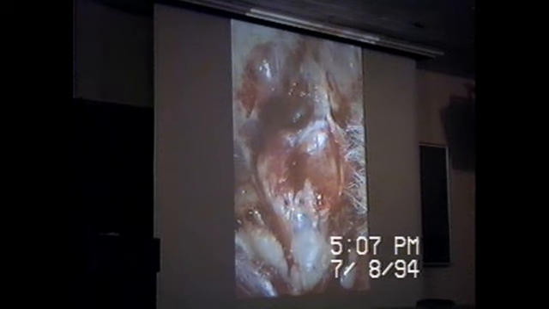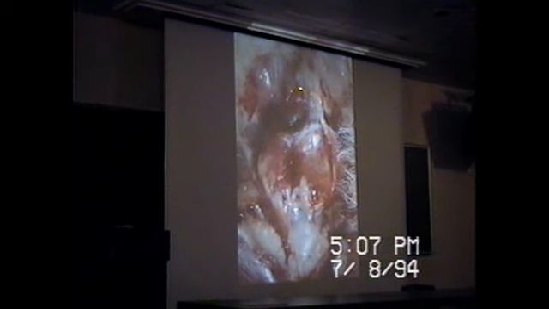Now this is the reason why I've been hammering home the point that koalas have a cervical thymus. This is, again, a ventral view of the neck of a koala.